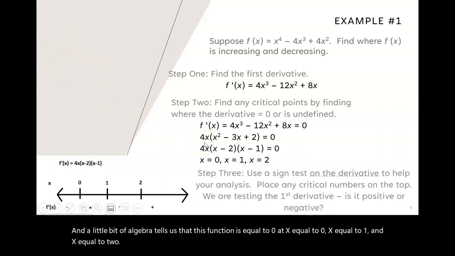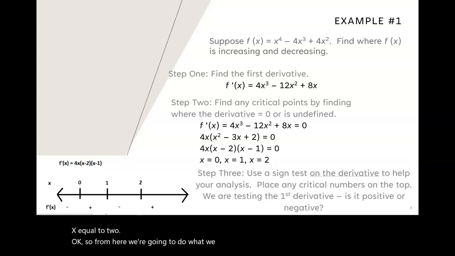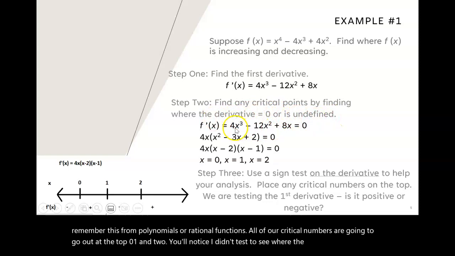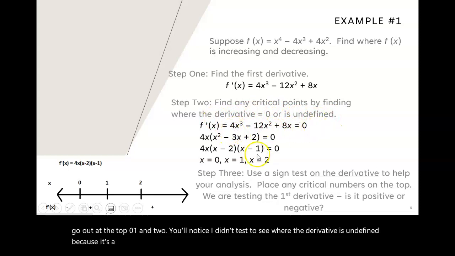So from here, we're going to do what we call a sign test to help our analysis. You may remember this from polynomials or rational functions. All of our critical numbers are going to go at the top: 0, 1, and 2. You'll notice I didn't test to see where the derivative is undefined because it's a polynomial. It's always defined. All right, so we put 0, 1, and 2 here.